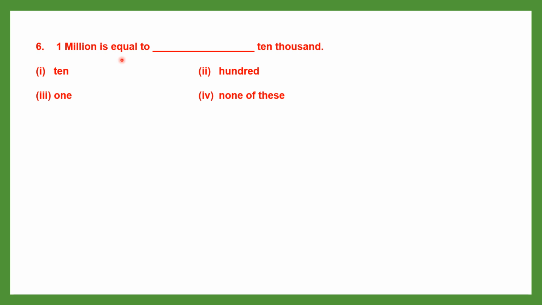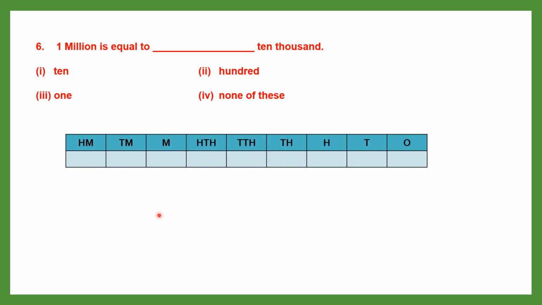Question 6. 1 million is equal to dash 10,000. Okay, 1 million means it is the international place value chart. So here 1 million, let's mark it here for us to understand. So 1 comes here. So 1, 2, 3, 4, 5, 6. That is 1 followed by 6 zeros. Now it is equal to how many? 10,000. Now where is 10,000?